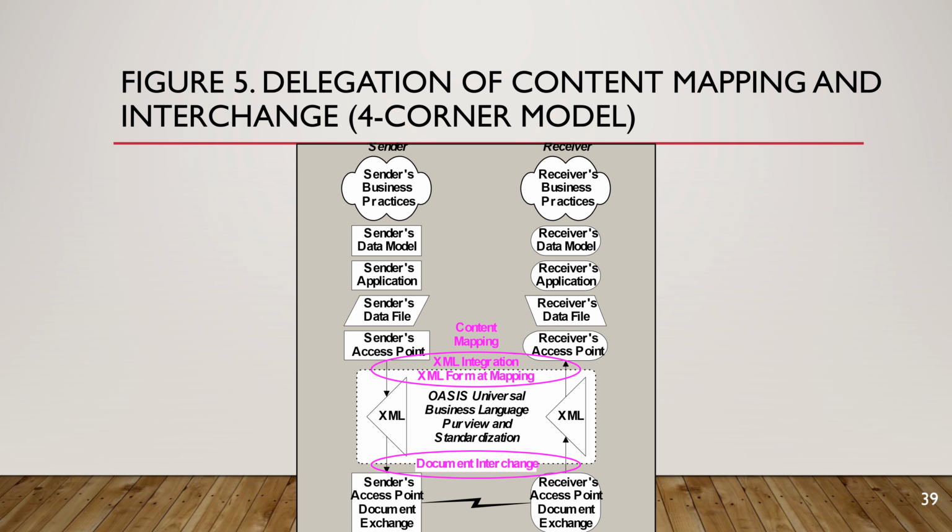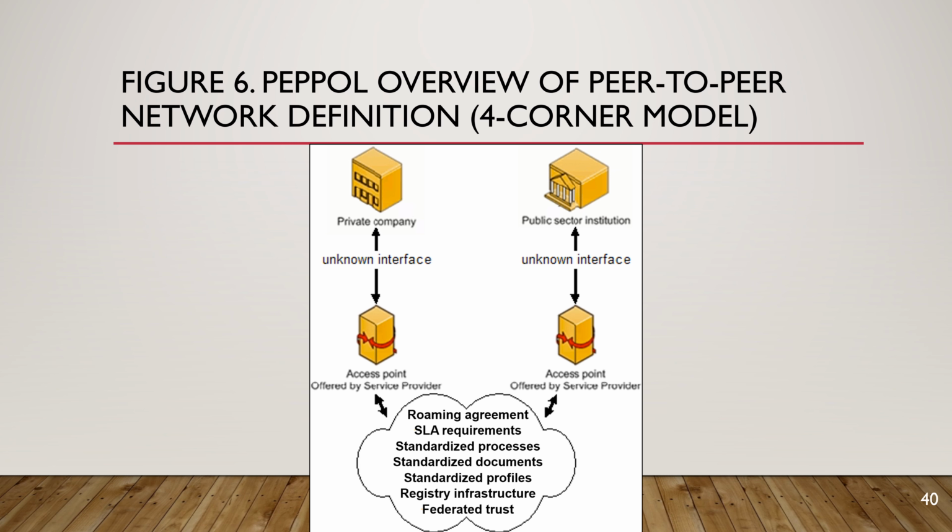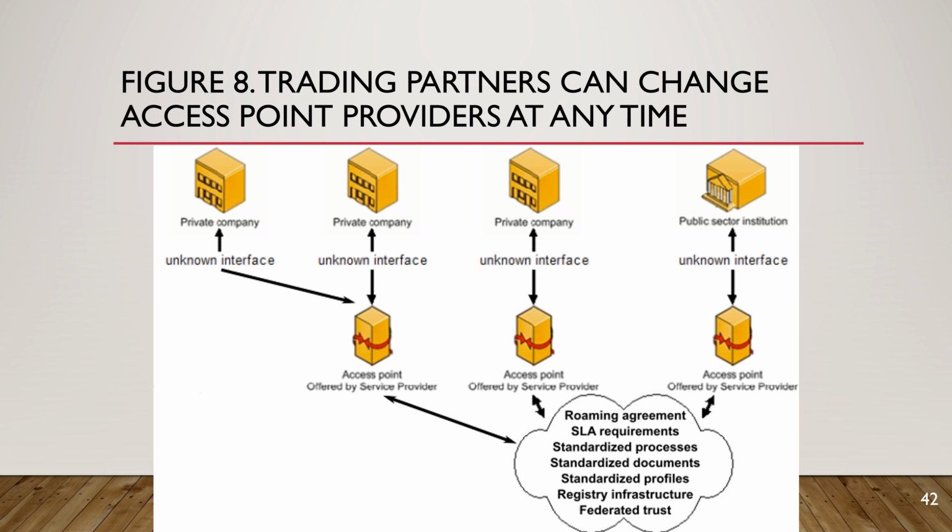So this is a very simple example, and not only that, on a peer-to-peer basis, this four-corner model extends very easily, efficiently, and with little additional cost. We can see that represented here by the additional private companies that are sending their credentials to the public institution on the right. We can also see that a private company doesn't have to have their own access point. Access points can be shared. They can be a shared service offered by a service provider.